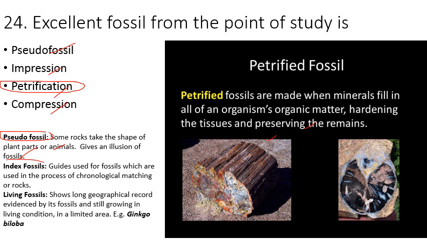Next comes index fossil. So these are guides basically used for fossils, which are used in the process of chronological matching of rocks. Next comes living fossils. These fossils show long geographical record, evidenced by fossils still growing in living condition. Means they have their fossil record and are still in living condition. Some genera are present in living condition. For example, we have this genus that is called Ginkgo biloba. It is found in some forests of China.